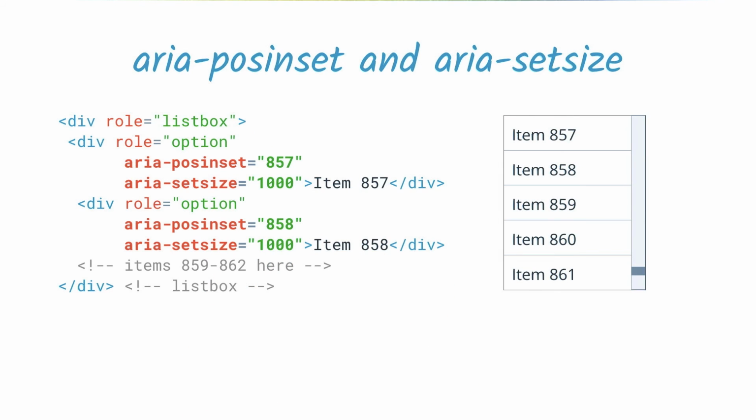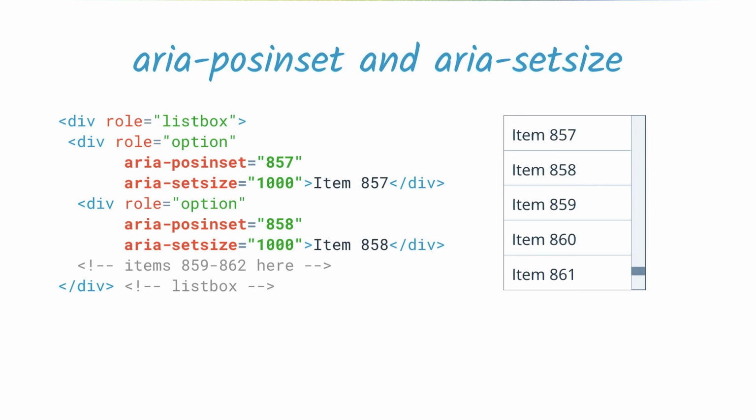aria-posinset, short for position in set, and aria-setsize are about defining a relationship between sibling elements in a set, such as a list. In the case where the size of the full set cannot be determined by the elements present in the DOM, such as when lazy rendering is used to avoid having all of a large list in the DOM at any given time, aria-setsize can be used to specify the actual size of the set, and aria-posinset can be used to specify the position of the element in the set.